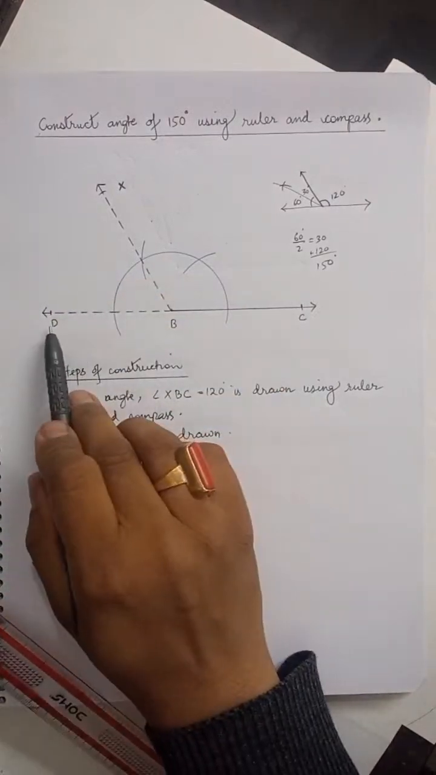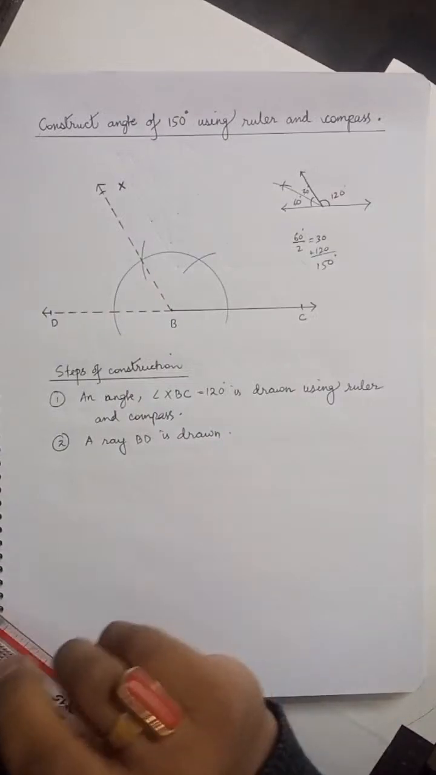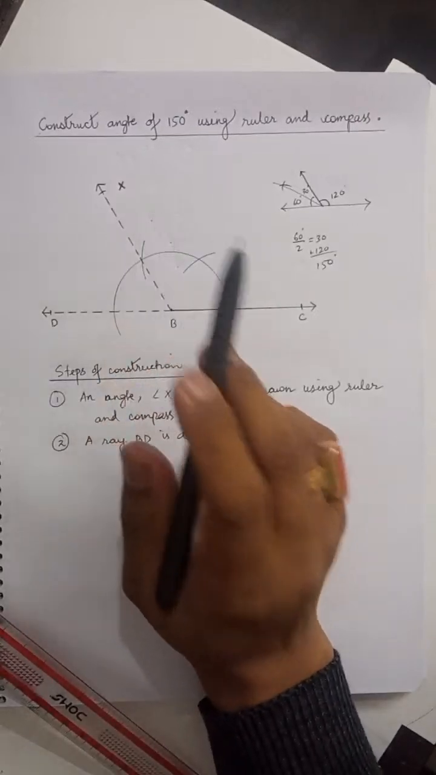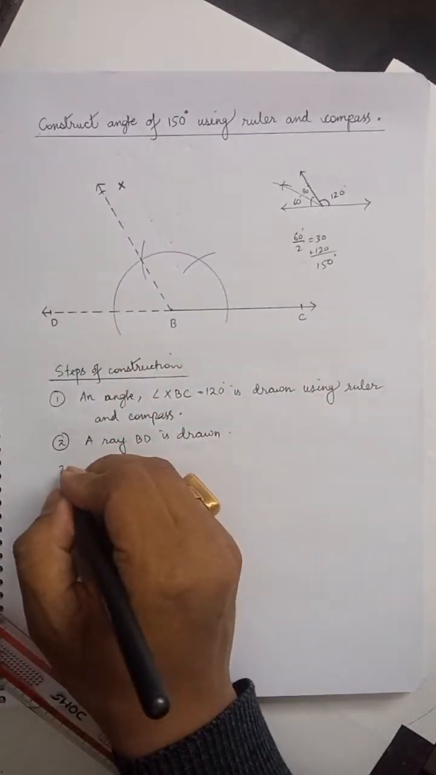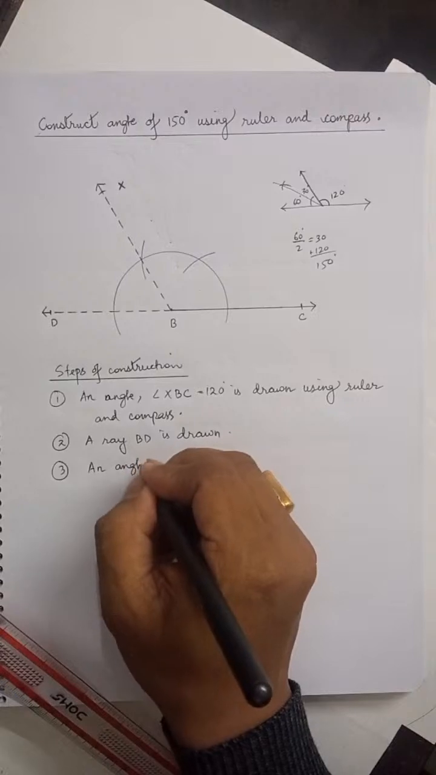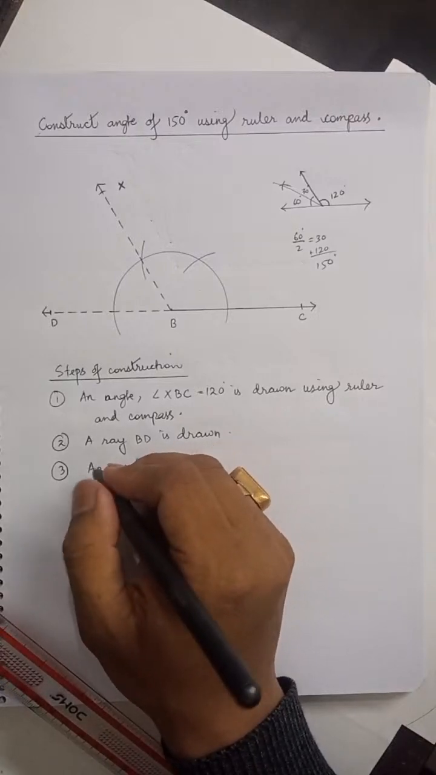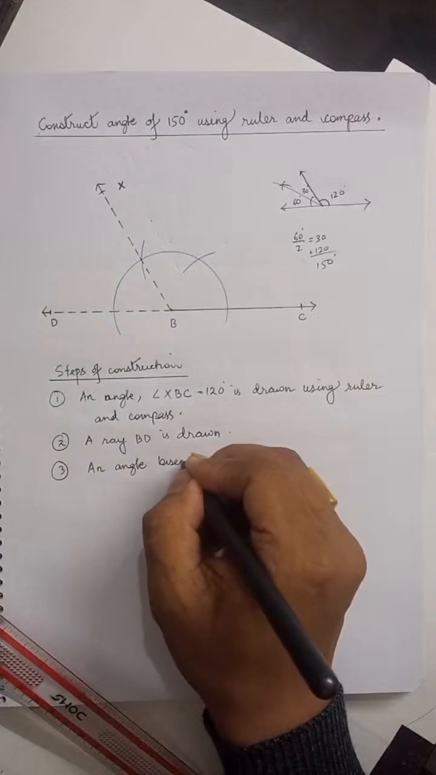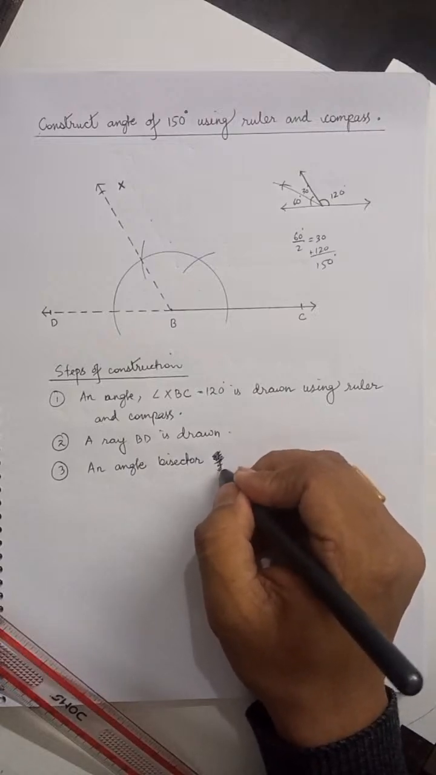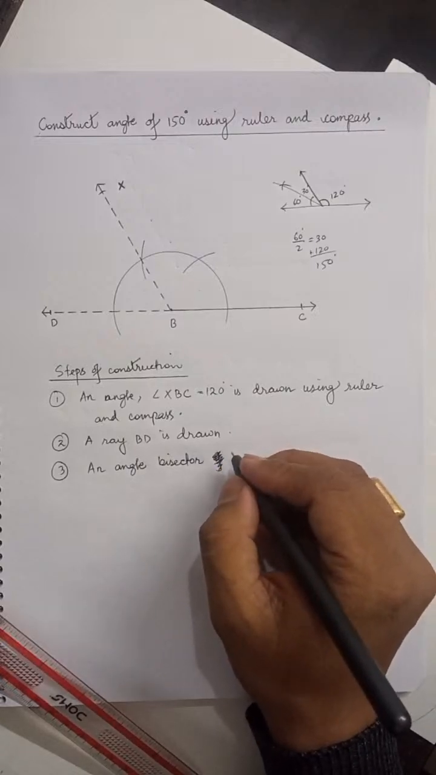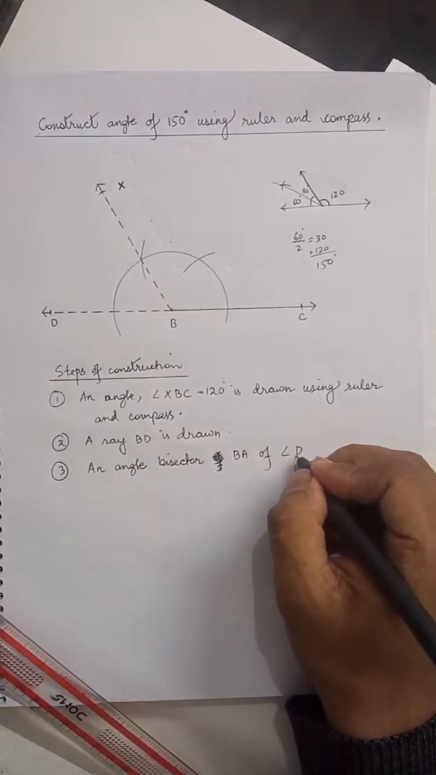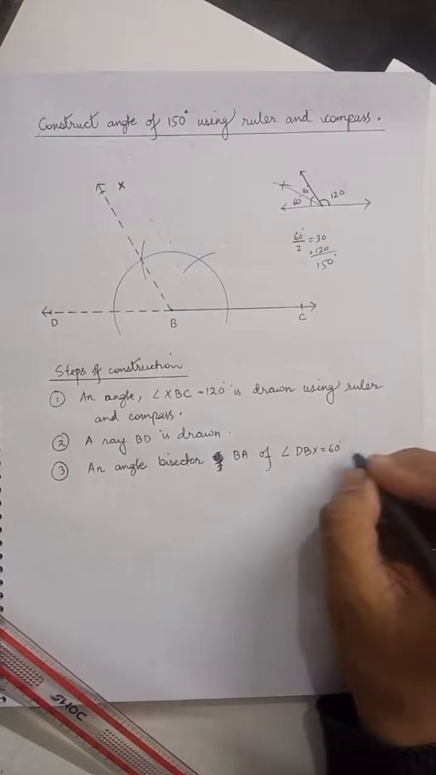Okay, so we have angle DBX equal to how much? 60 degrees. So we will construct an angle bisector of angle DBX. So we'll write: an angle bisector, let me name it BA, of angle DBX equal to 60 degrees is drawn.